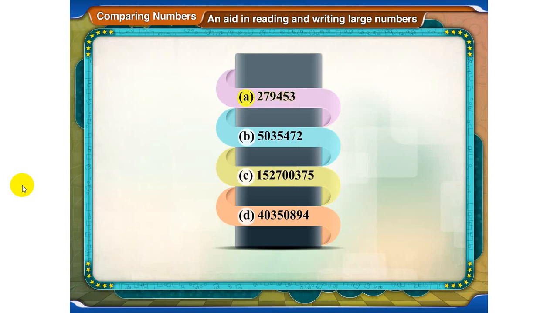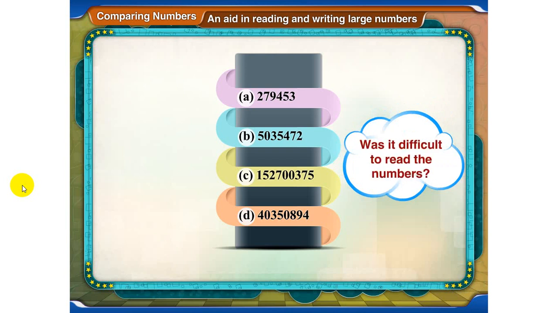A. 2,79,453. B. 50,35,472. C. 15 crore 27 lakh 375. D. 4 crore 3,50,894. Was it difficult?